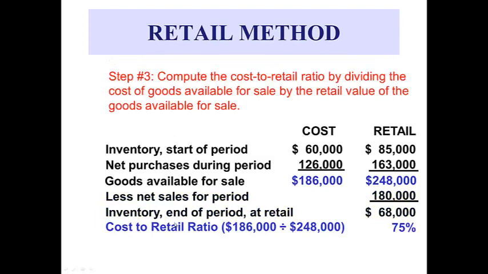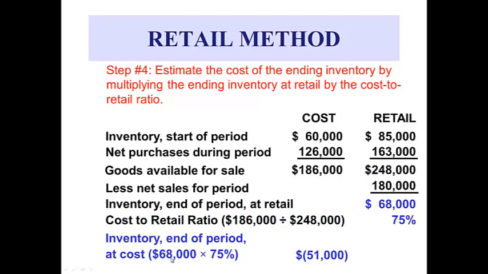Okay, in step 3, we want to compute the cost to retail ratio by dividing the cost of goods available for sale by the retail value of the goods available for sale. So in other words, we're going to take the $186,000 here and divide it by $248,000, which is the goods available for sale at retail. So we know that our cost is 75% of our retail. So then we can figure that our ending inventory at cost must be 75% of our ending inventory at retail.